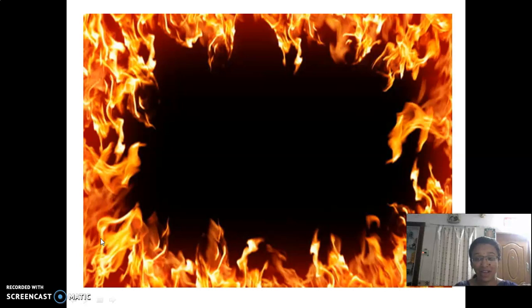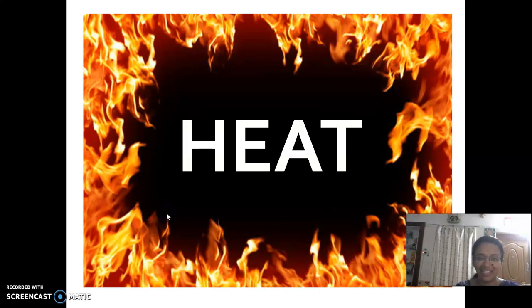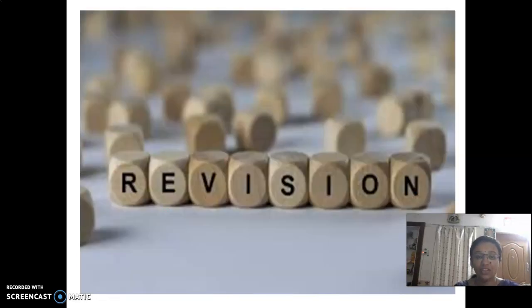Now we are going to a revision. Yes sir, now we are seeing our revision. So in the previous session we had seen part 1 and part 2 of the heat lesson revision. Now we are going to see part 3 and part 4. So what is the lesson which we are seeing now? Heat. So we are going to revise the remaining topics of this lesson.